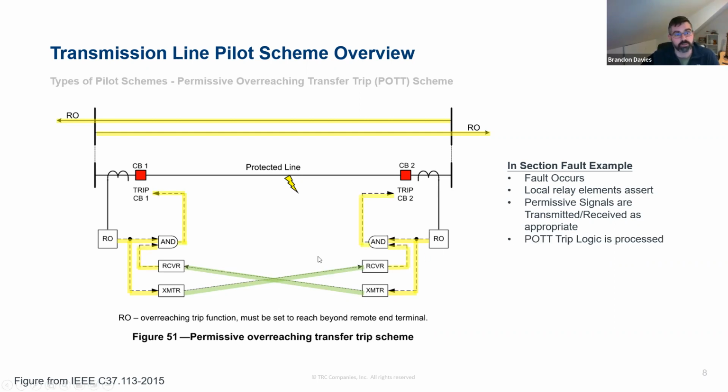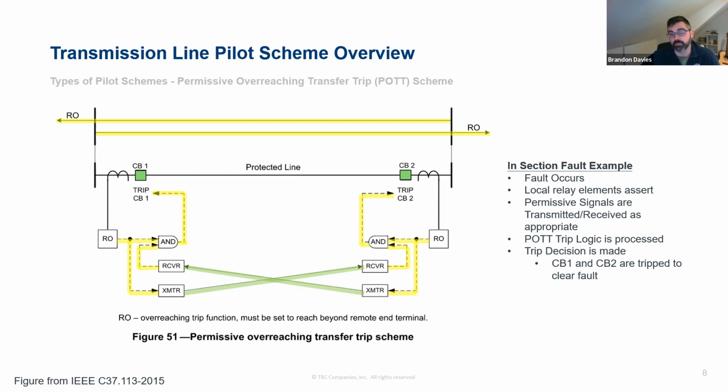And then the logic processes at both ends. And the AND gate here is saying that the fault is within the overreaching forward zone, and I've received a signal from the remote end saying that it's within its zone. It processes that and will close the trip contact on the relay to operate the circuit breaker. So the fault goes away because both circuit breakers at both terminals have cleared the fault. And all of this happened in a matter of cycles.